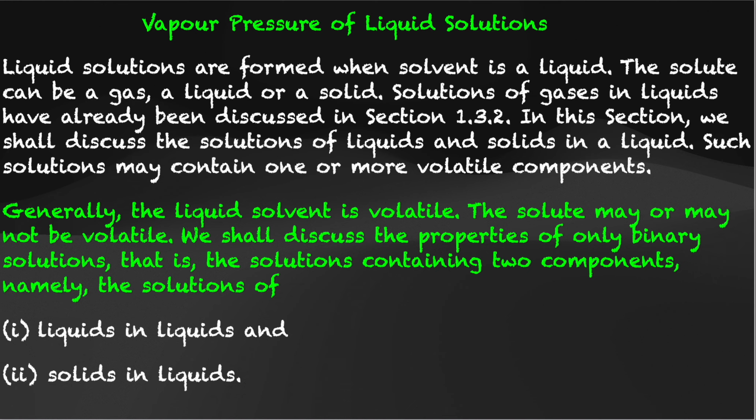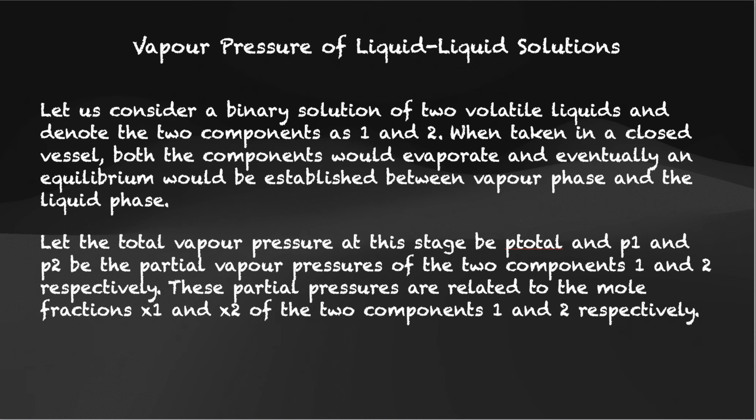Such solutions may contain one or more volatile components. Generally, the liquid solvent is volatile. A solute may or may not be volatile. We shall discuss the properties of only binary solutions, that is, the solutions containing two components, namely the solutions of liquid in liquids and solid in liquids.